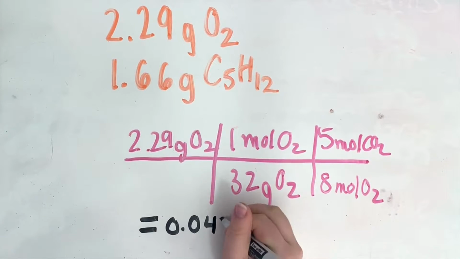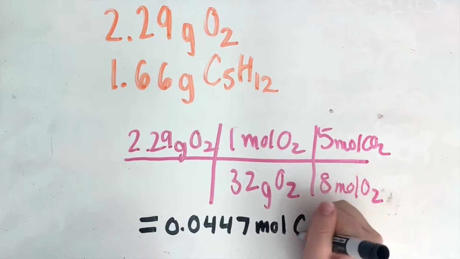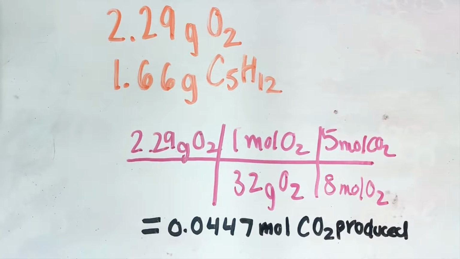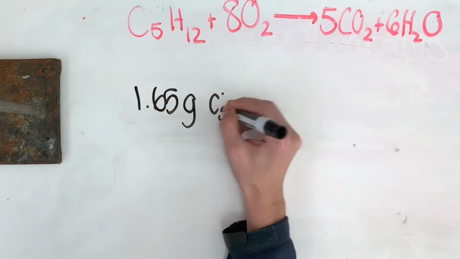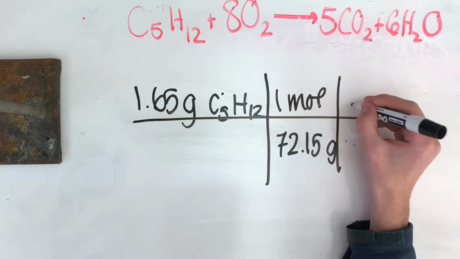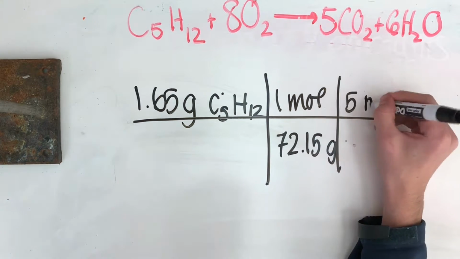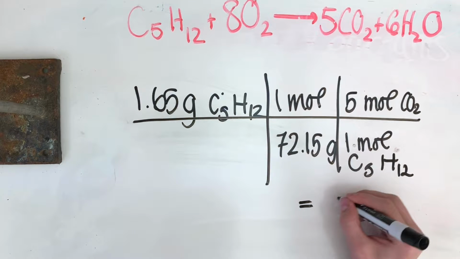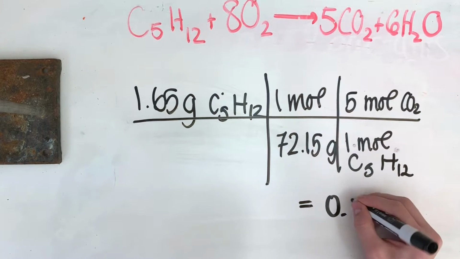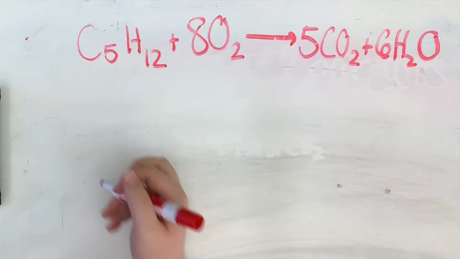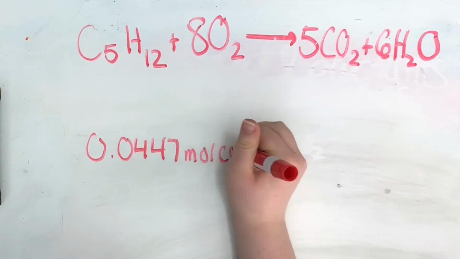Using this, we can determine that the moles of carbon dioxide produced from 2.29 grams of oxygen is 0.0447 moles of carbon dioxide. Now, repeat this process for 1.65 grams pentane. First, convert grams of pentane to moles of pentane. Next, use the molar ratio 1 to 5 to convert from moles pentane to moles carbon dioxide. This should result in 0.114 moles of carbon dioxide. Therefore, the limiting reactant is oxygen.